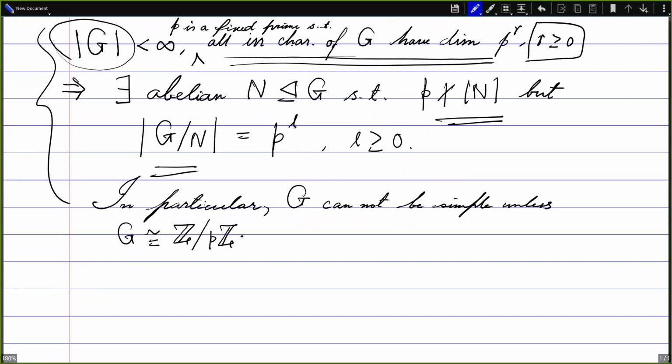So here we rather take the other approach: instead of a factor group, we will try to get a non-trivial proper subgroup of G.